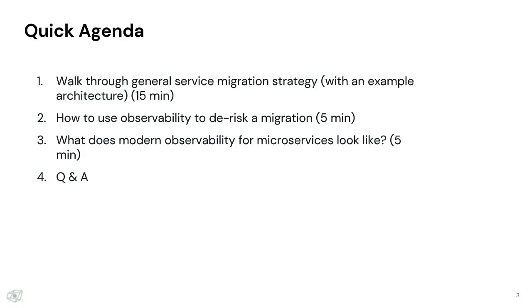Just a quick agenda here. First, I'm going to walk through a general service migration strategy with a kind of contrived but basic example architecture. And then after that, I'll talk about observability and how to use that to de-risk a migration. And then we'll talk about what modern observability for microservices looks like and have some Q&A.